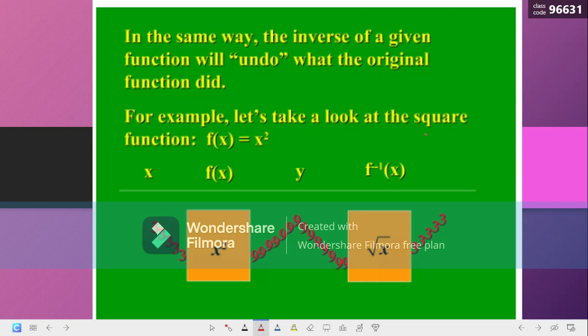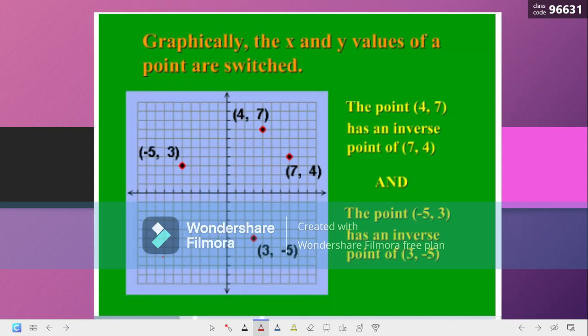For example, let's take a look at the square function. f of x is equal to x squared. So if x is 3, the answer is 9. This will be the value of our y now. Our inverse function will be the square root of x. The answer 9, if we get the square root of x, the result will be 3. It will go back to the original value of our x. Graphically, the x and y values of a point are switched. So the point 4, 7 has an inverse point of 7, 4.